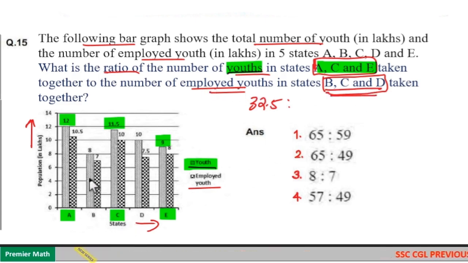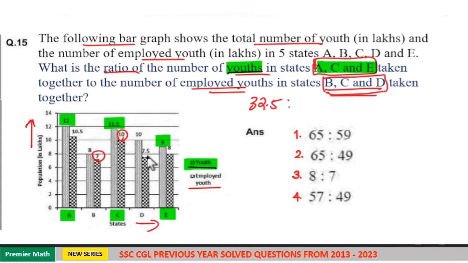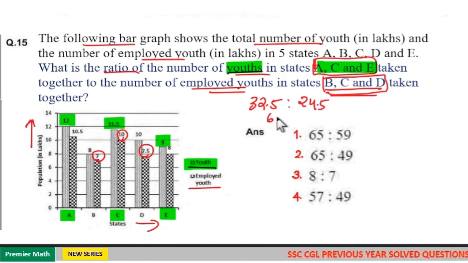Employed youth is equal to dark pattern B 7 plus 10 plus 7.5. So 14.5 plus 10 is 24.5. Now if you double it, this will become 65 and this will become 49. So 65 is to 49. Option 2 is your answer.